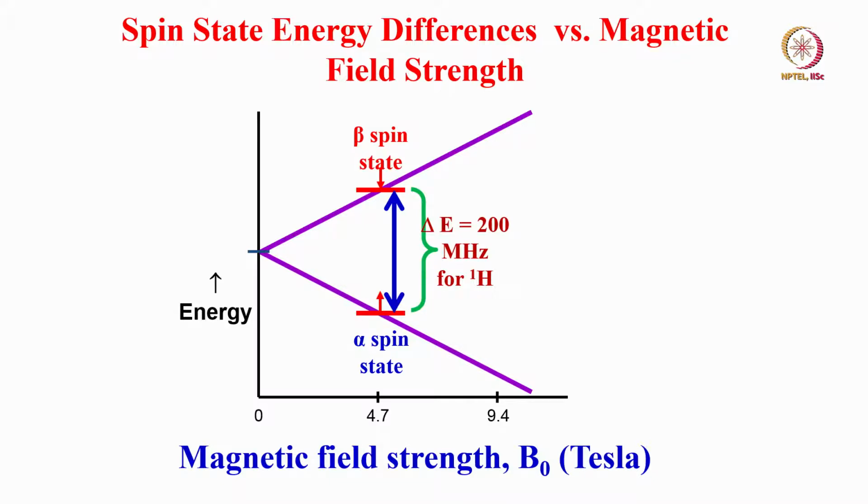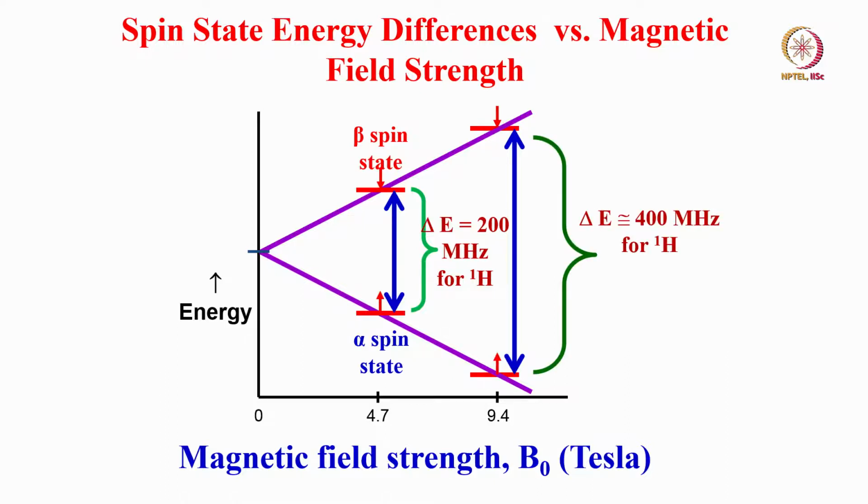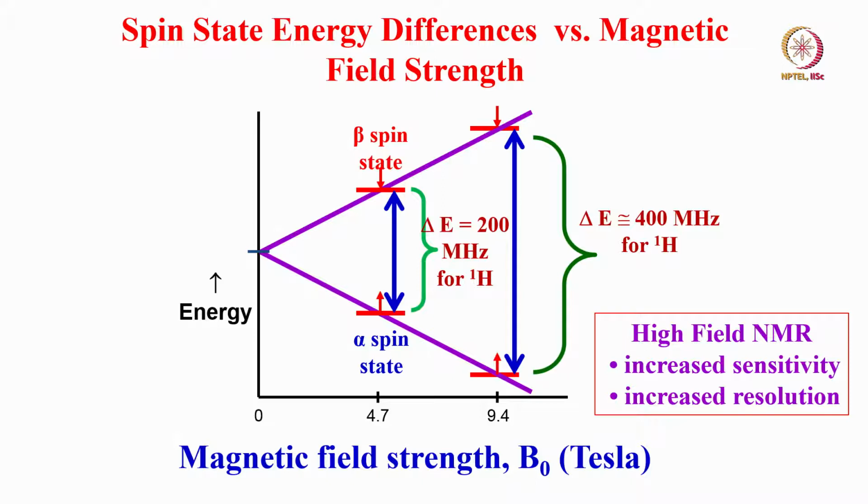Now, I will double the magnetic field, go to 9.4 Tesla. What is going to happen is, you can see that the energy separation gets doubled, and if you calculate the difference in the energy, it turns out to be delta equal to 400 megahertz. So, double the magnetic field, the resonating frequency gets doubled.